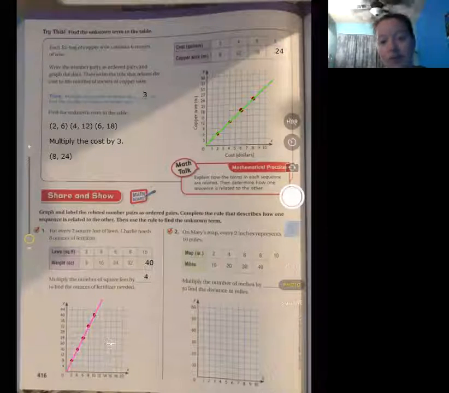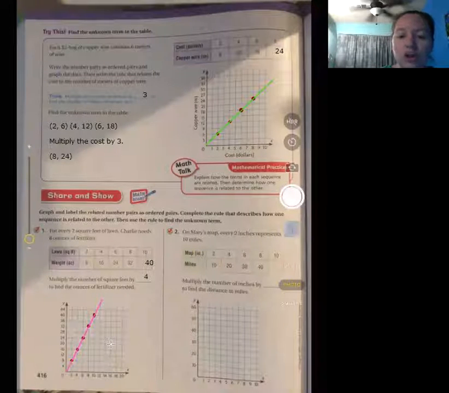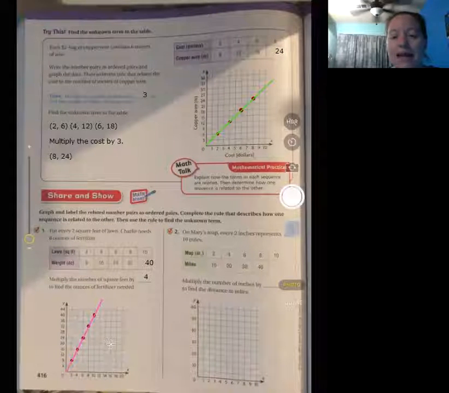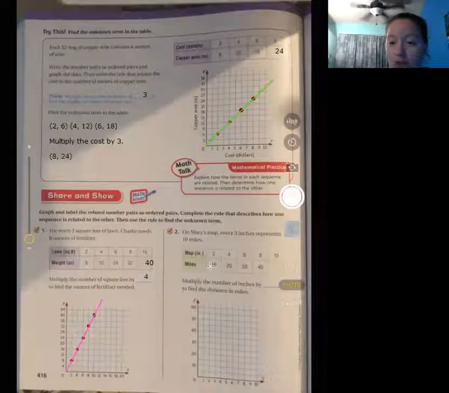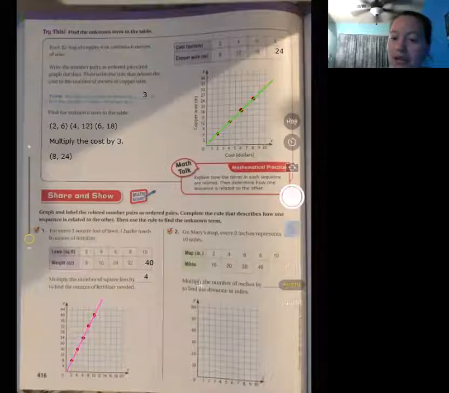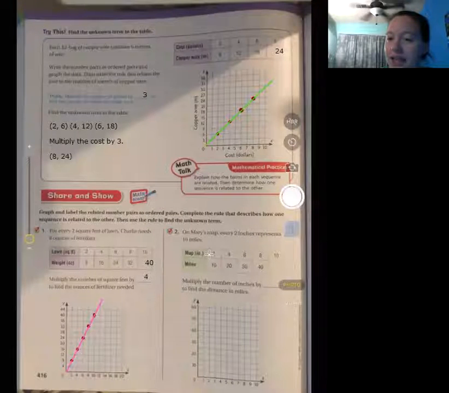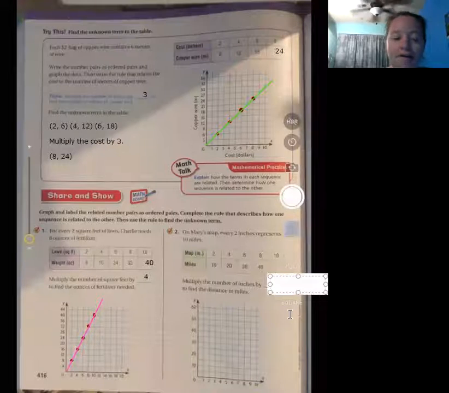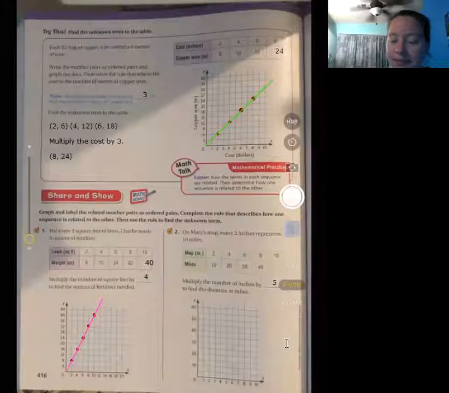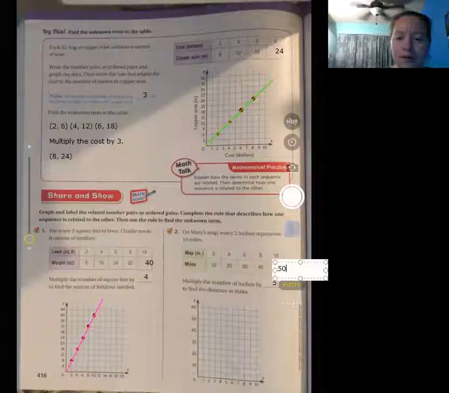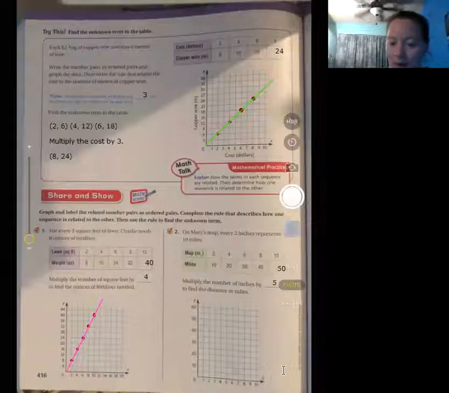Number 2. On Mary's map, every 2 inches represents 10 miles. So what did I do to the 2 to make it a 10? Multiply the number of inches, multiply the 2 by what? 5 to make it a 10. So then we come down here to our last one. What is 10 times 5? Whoops. 50.